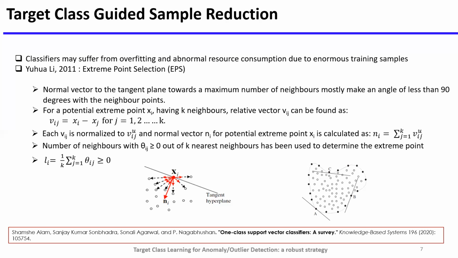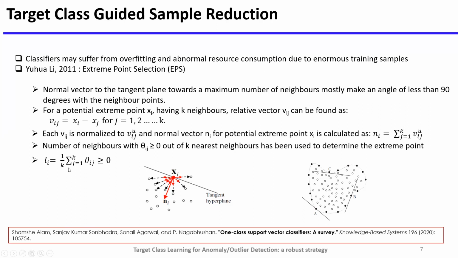So for a potential extreme point xi having k neighbors, we can compute the relative vector Vij. Suppose we are concentrating on k neighbors, so we are just trying to draw Vij. Each Vij is normalized to some normal vector Ni. Ni is the normal vector to this tangent plane. This point is supposed to be somewhere in the distribution, and if it is at the boundary, then definitely this property will surely hold.